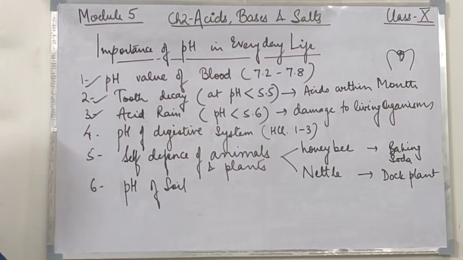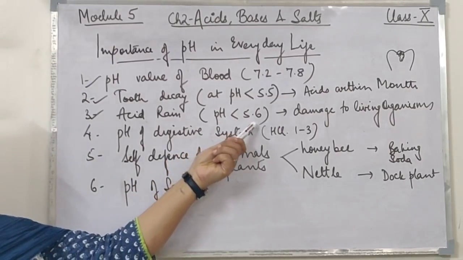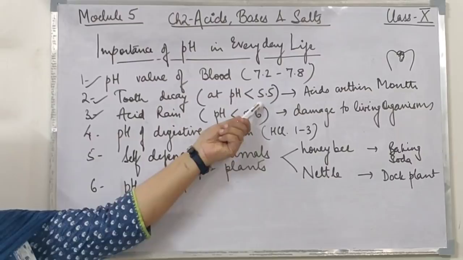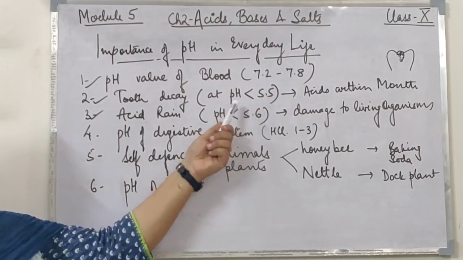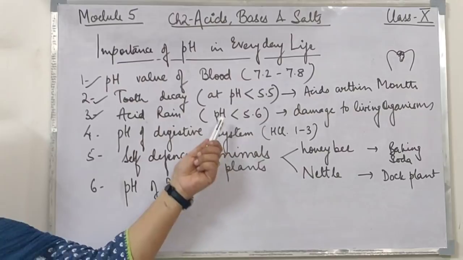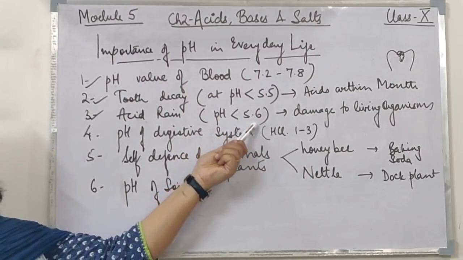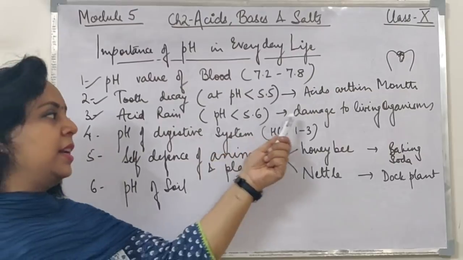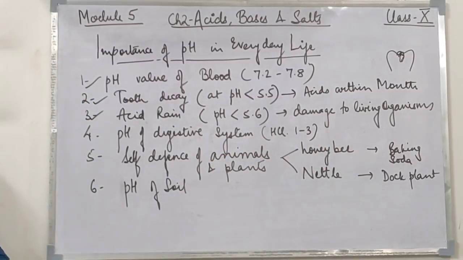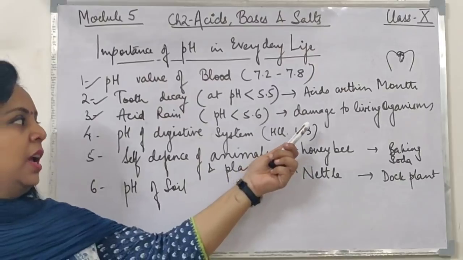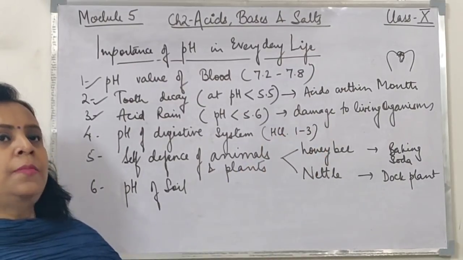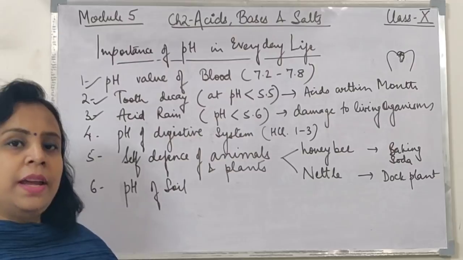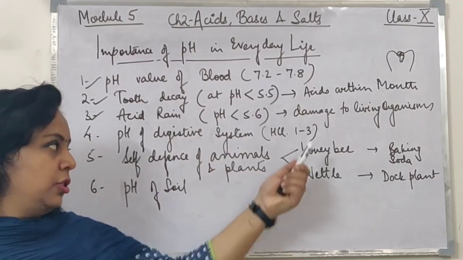Coming to the third point, when we talk about acid rain. When the pH of the rain goes less than 5.6, whereas the pH in the mouth is also somewhere around neutral only, so when the pH goes into the acidic range, less than 5.6, we regard it as acid rain. Acid rain is responsible for damage to various living organisms, aquatic life, and plants, and it also destroys monuments, buildings and structures.